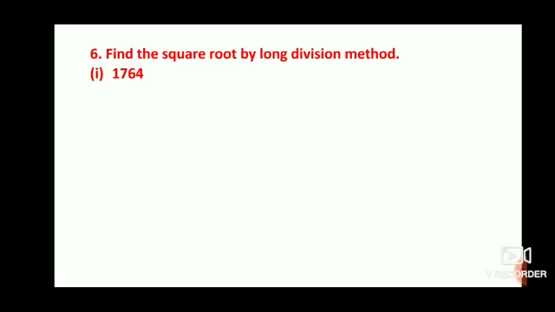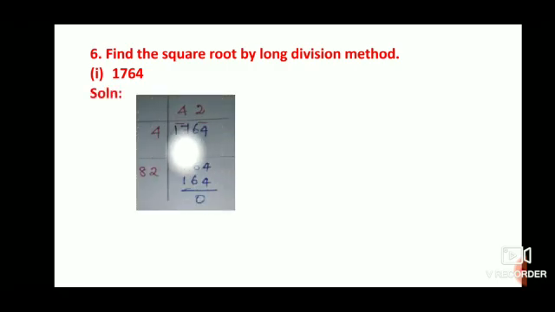Next, sixth question. Find the square root by long division method. The first subdivision, 1764. Long division method, square root. First we should take 17, 64. So 4 fours are 16. So 16, remaining 1.